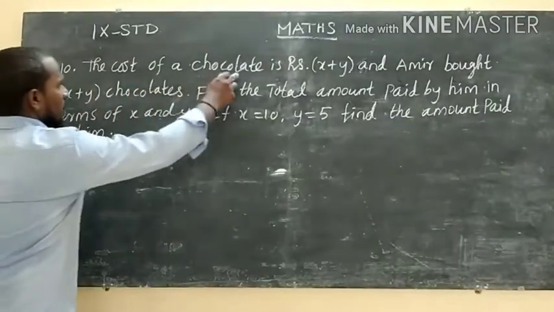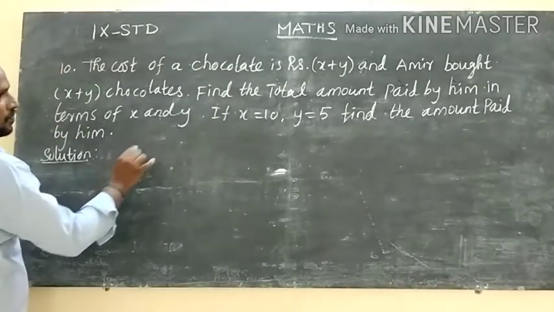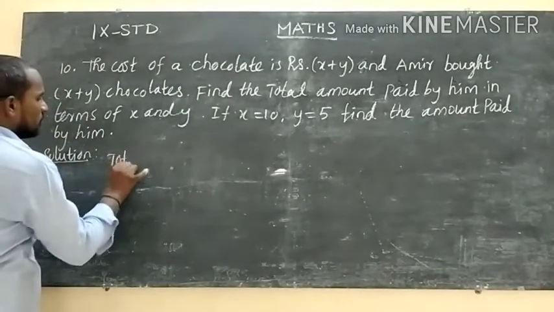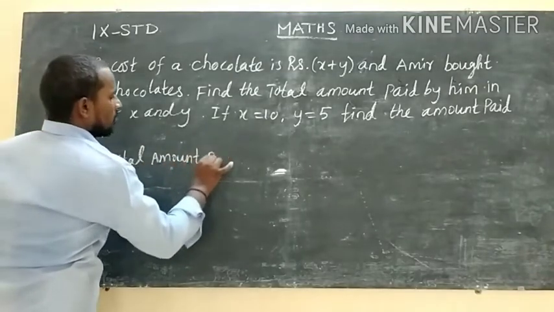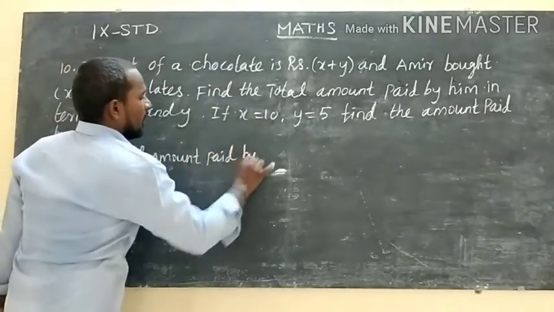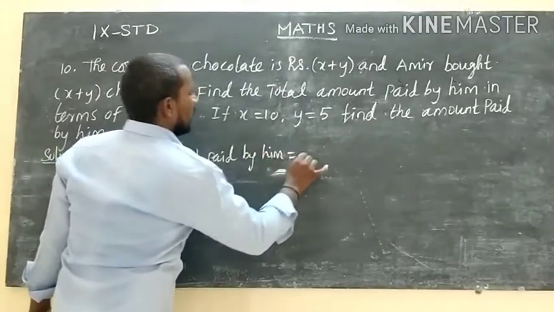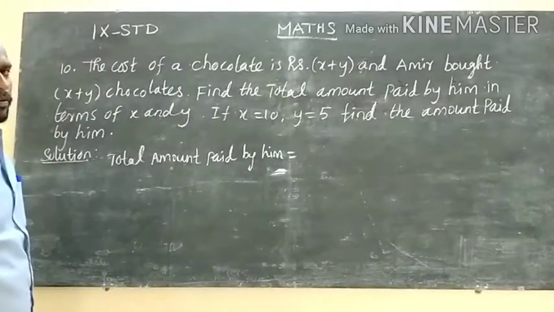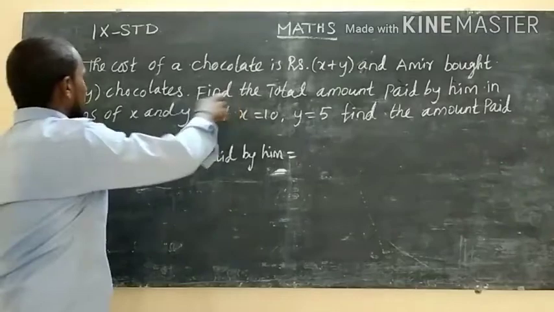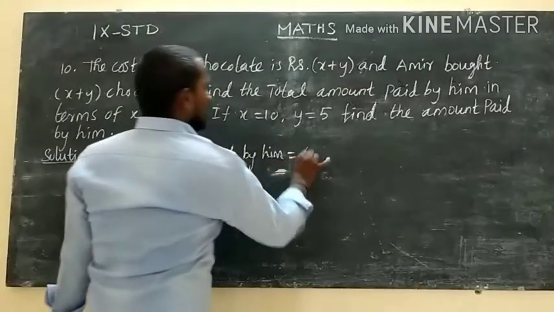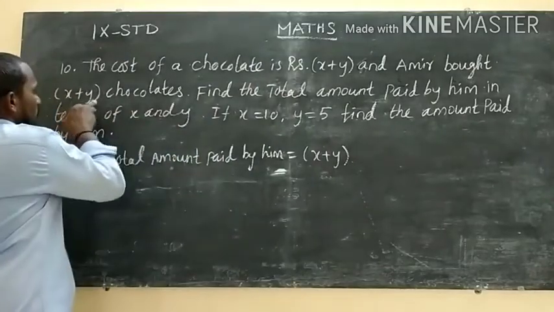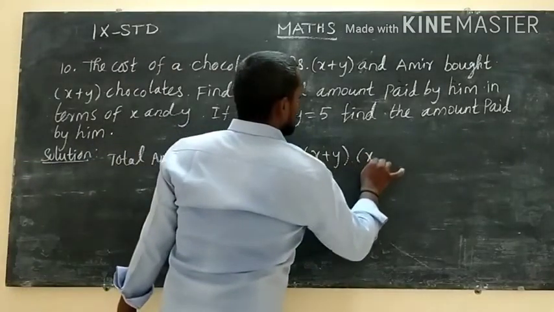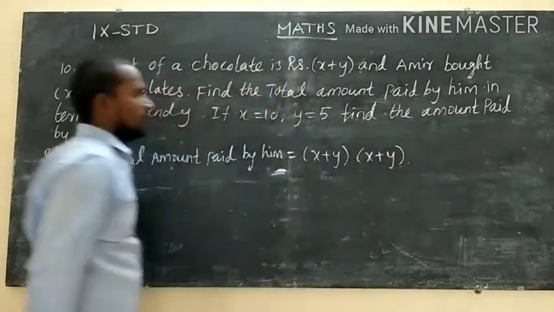The cost of a chocolate. Therefore, the total amount paid by him is equal to the product of the cost of a chocolate and the number of chocolates. The cost of a chocolate is x plus y and the number of chocolates is also x plus y.